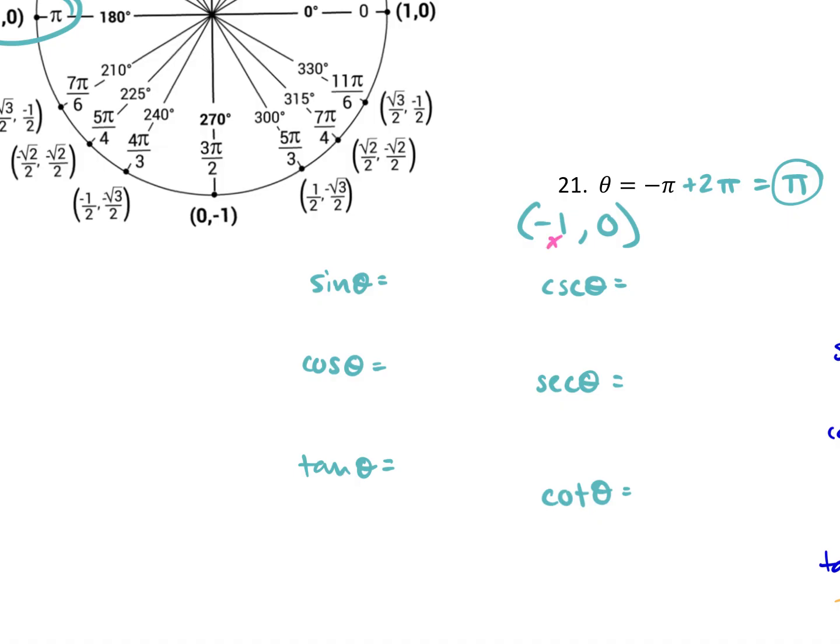So we've got our x and our y. Sine tells us we look at what? The y. What's our y? 0. Cosine tells us we look at x. What's our x? Negative 1. Tangent we look at? Y over x. So 0 over negative 1. What does 0 over negative 1 simplify to? 0. 0's on top. It would be 0.